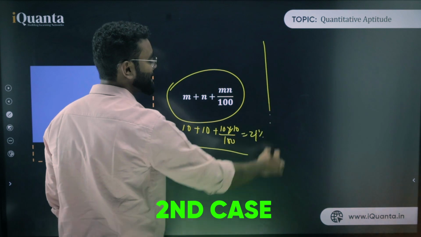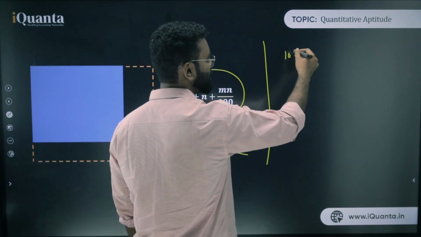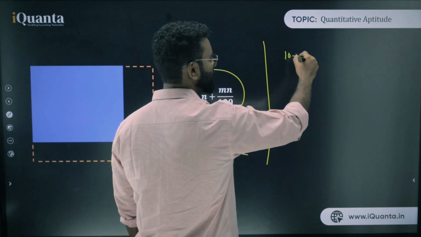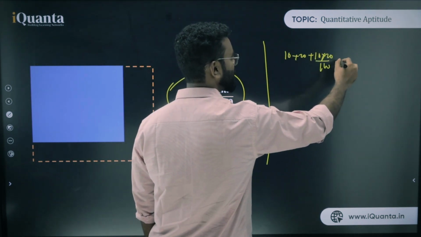Now think about the second case. I invested, then got a 10% return, then a 20% return. So 10 plus 20 plus 10 into 20 upon 100. So your answer is 32.